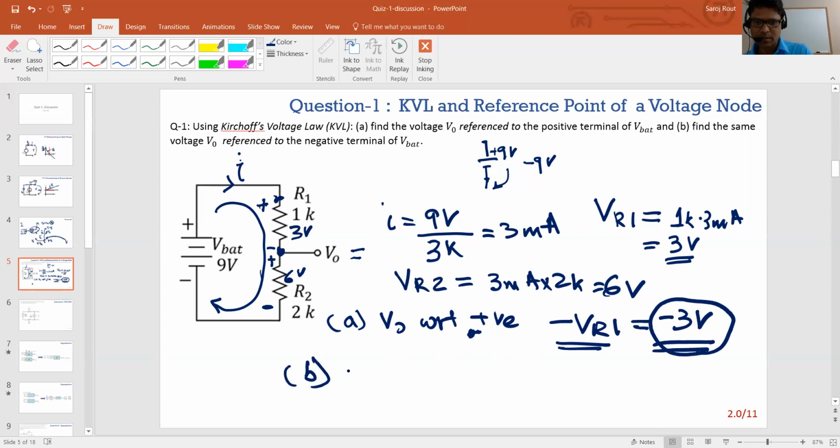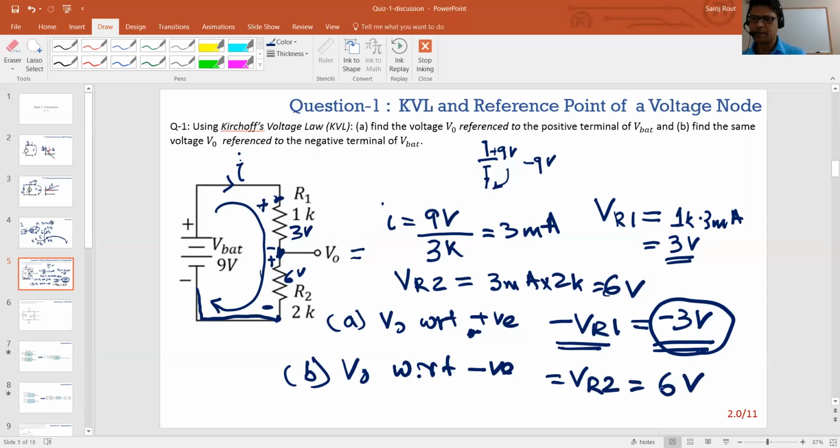And the second answer is pretty straightforward. What is V naught with respect to the negative terminal? If you see, V naught with respect to the negative terminal, that is this node here, is nothing but just VR2, which is 6 volt, right? So that's really what I wanted to emphasize here: the same node is minus 3 volt with respect to the positive terminal and 6 volt with respect to the negative terminal.